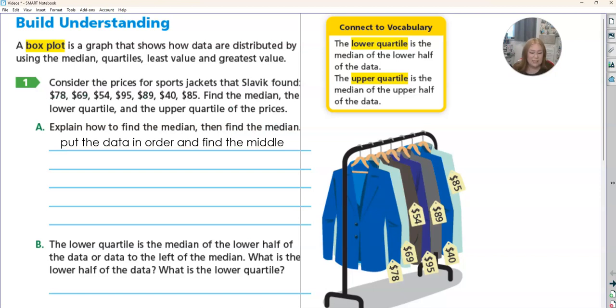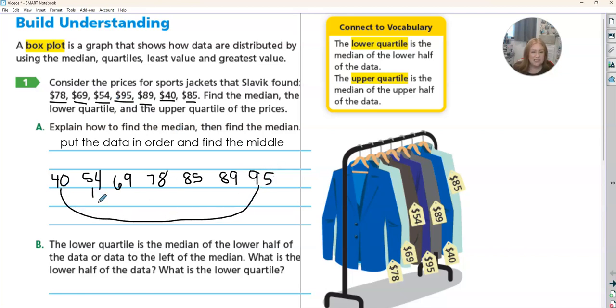We need to put all of these jackets in order. So you can see a jacket that is $40, then $54. We've got $69, and then $78. We've got $85, $89, and then we've got $95 there. So we're going to find the middle. These jackets are connected, these jackets are connected. And so our median is 78. So the middle jacket costs $78.